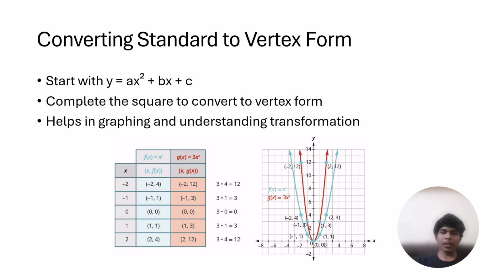How to convert standard form to vertex form? Start with y is equal to x square plus bx plus c. Complete the square to convert to vertex form. This will help in graphing and understanding the transformation. As you can see in this picture, here x is minus 2, which we substitute in the functions f of x and g of x. We can get the vertices as (x, f of x) and (x, g of x).